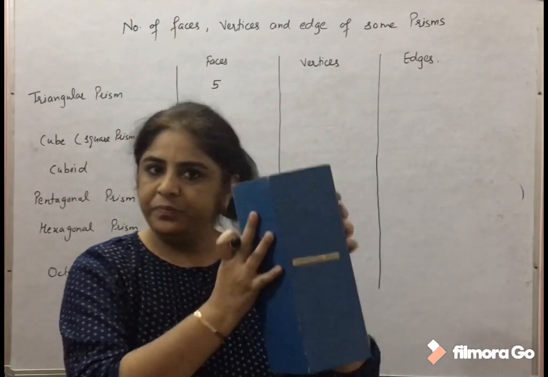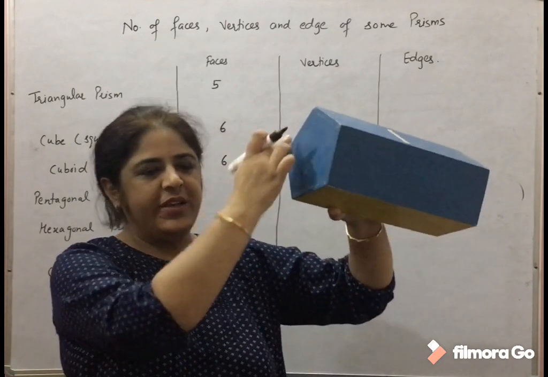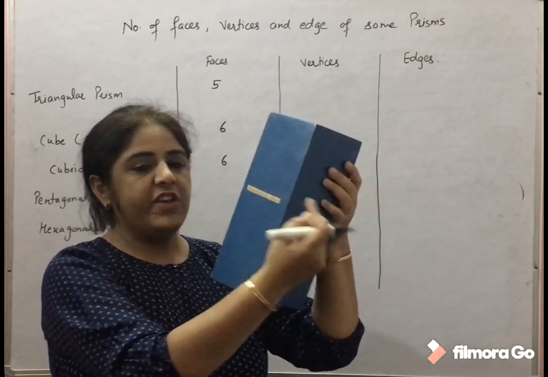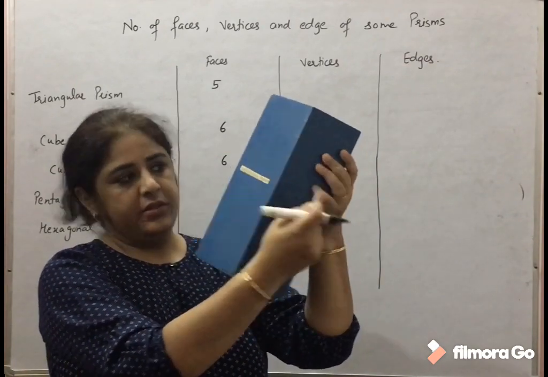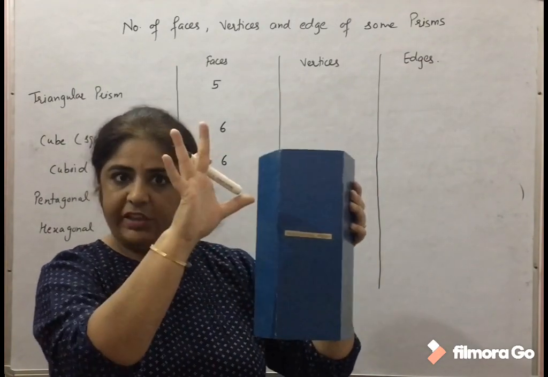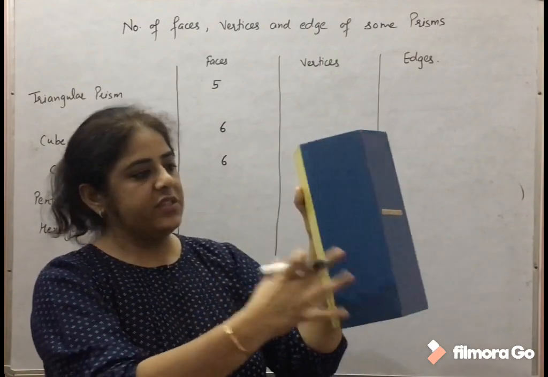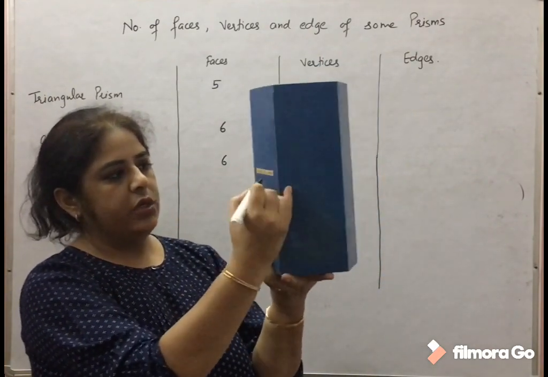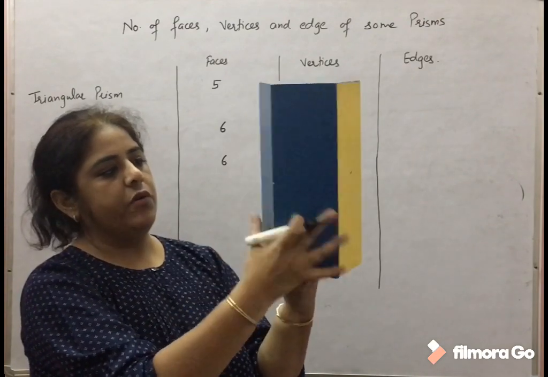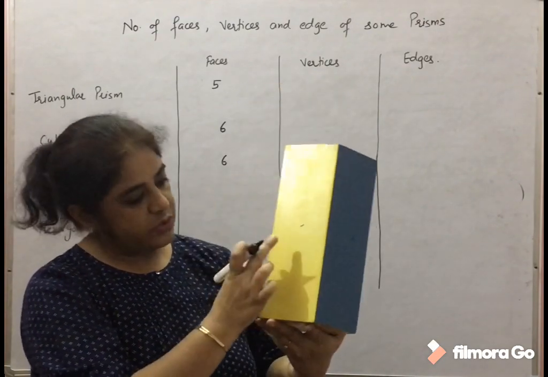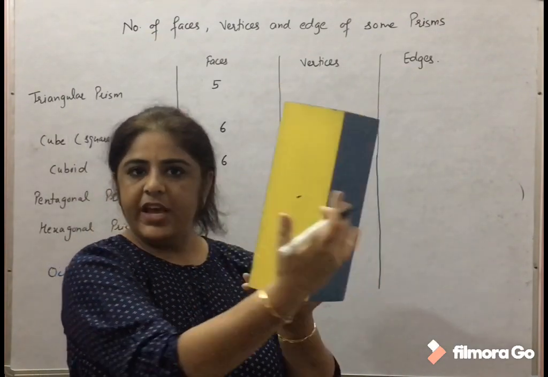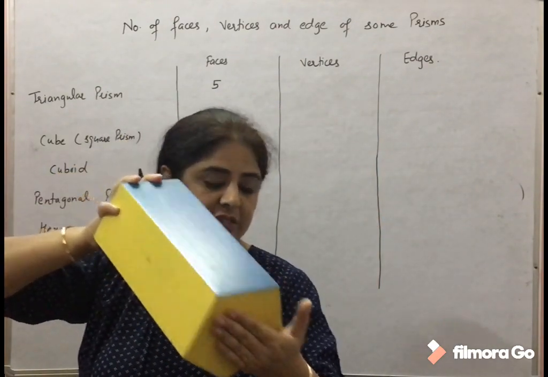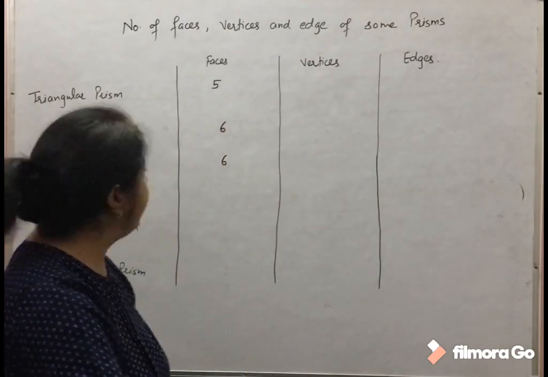Now pentagon. So we should know how many sides a pentagon has. 5. It means how many faces should be added at the side as side faces? 5. So 5 as side faces, you can count 1, 2, 3, 4 and 5. This is already counted. So 5 as side faces, 1 is top, 1 is base. So how many faces does it have?